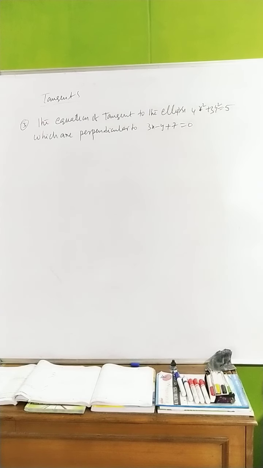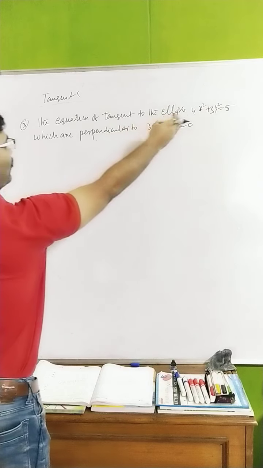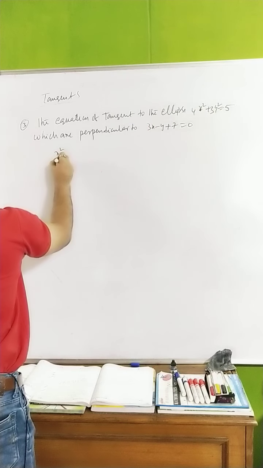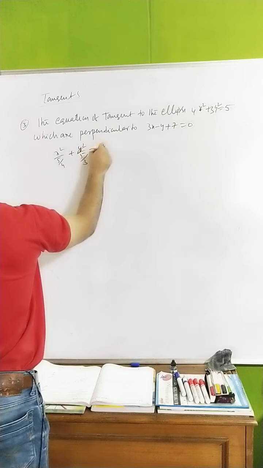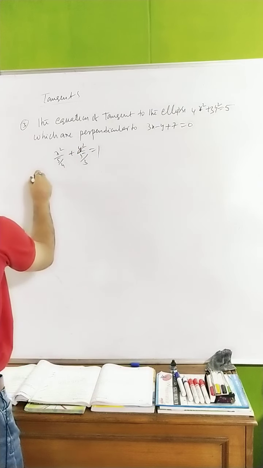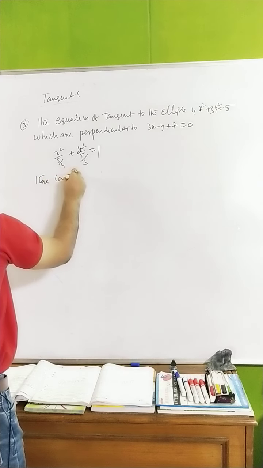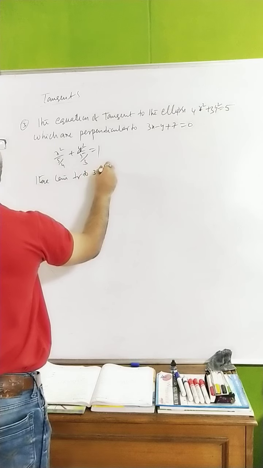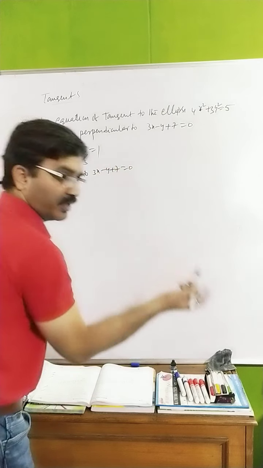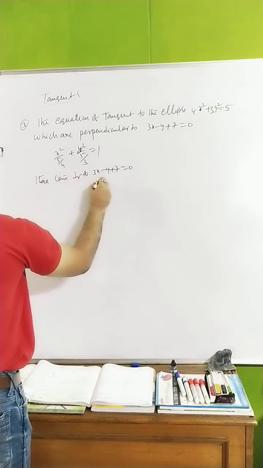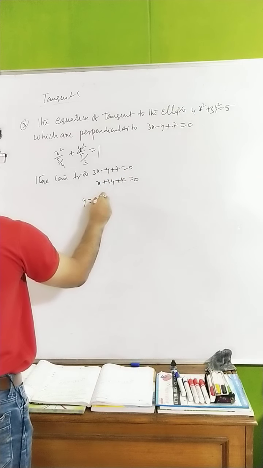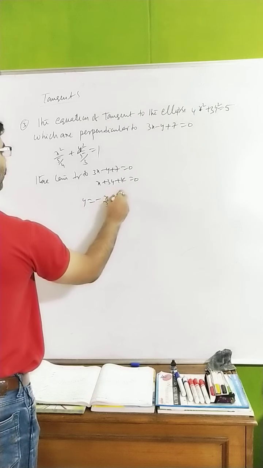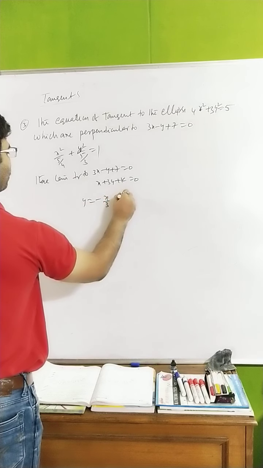Now I have gone for one more question: the equation of tangent to that ellipse. Okay, the ellipse equation is x squared by 5 by 4 plus y squared by 5 by 3 equal to 1. Now you see here the line perpendicular to 3x minus y plus 7 equal to 0 is very simple. What is that? x plus 3y plus k equal to 0, or you can write it in this form: y equals minus x by 3 minus k by 3.